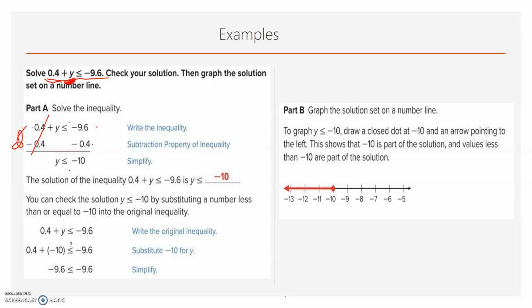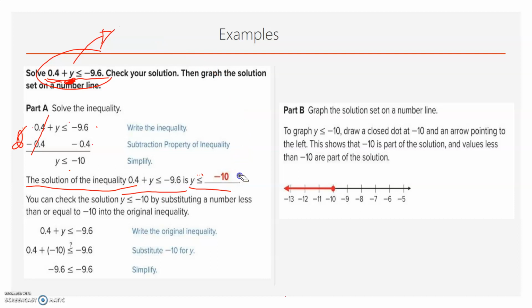Negative 9.6 minus 0.4. It's going to be what? Negative 10. Simple addition. 9.6 plus 0.4. It's 10. And give it the sign, which is negative. What does that mean? That means the solution of this inequality is y is always going to be less than or equal to negative 10. Let's check our solution. Is it correct? All we have to do is go back to the original one, and instead of y, write any number that is less than or equal to negative 10.